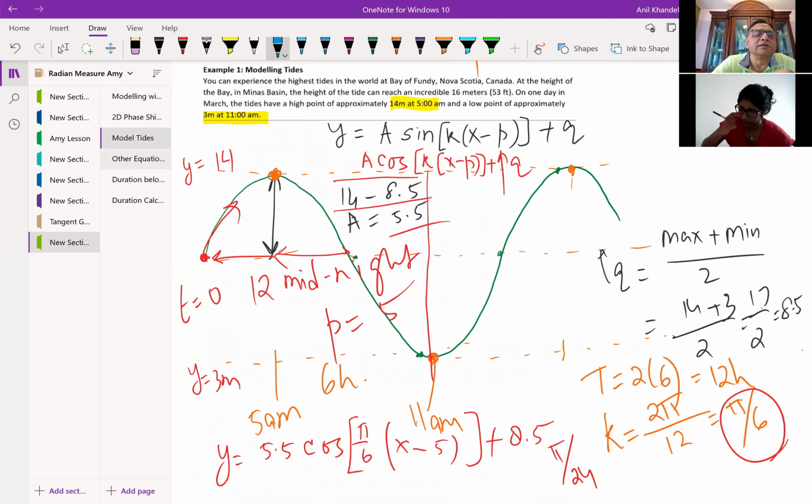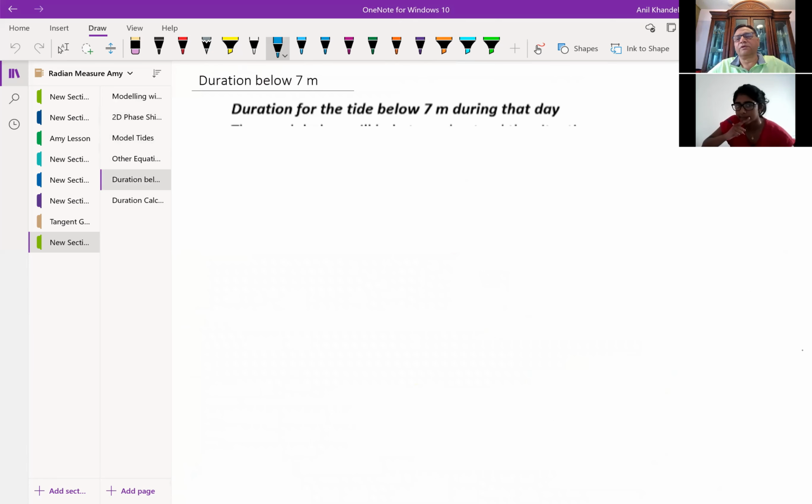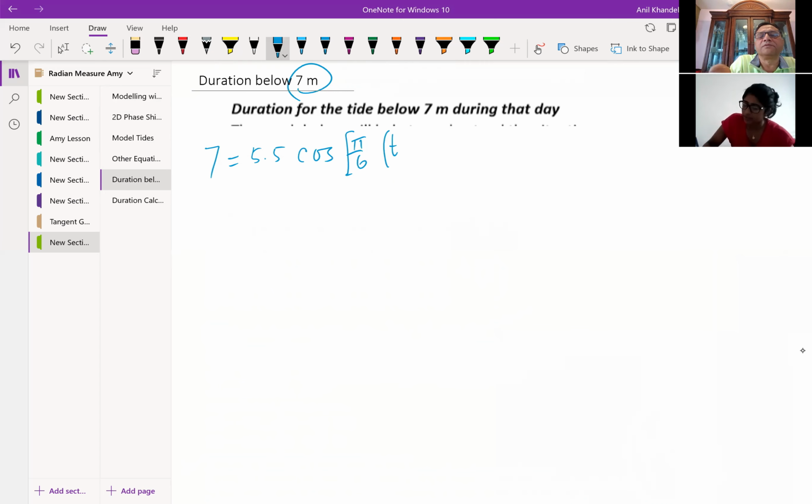Okay, so this is what we are going to solve. We have our equation and we want 7 meters, so instead of y, I'm writing 7. The amplitude was 5.5 cos of pi over 6 times (t minus 5), plus 8.5. Now that is the equation which we need to solve, correct?